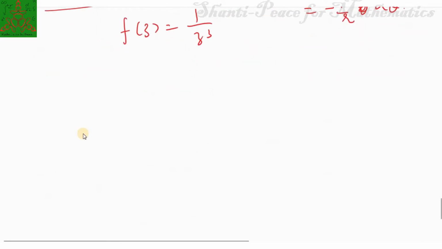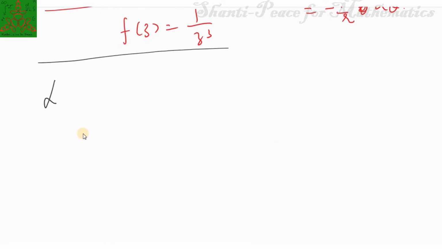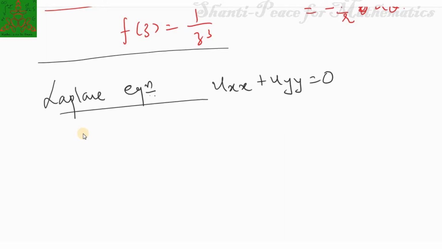Now the next task we are doing is proving the Laplace equation in the polar form. So what is the Laplace equation in Cartesian form? It is uxx plus uyy equal to 0. So this is known as the Laplace equation.